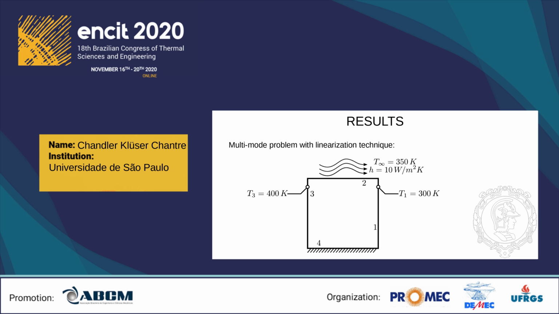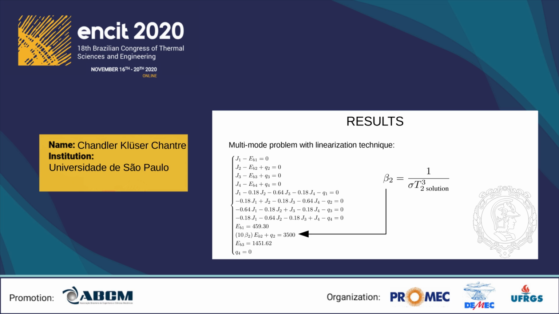For the surface number 2, a heat flux convection load, which is nonlinear. The equation for this surface will be linearized later. For the surface number 3, a temperature load of 400 kelvins. And for the surface number 4, a heat flux load of 0 watts, which represents an adiabatic radiant surface. The entire linear system is presented here.